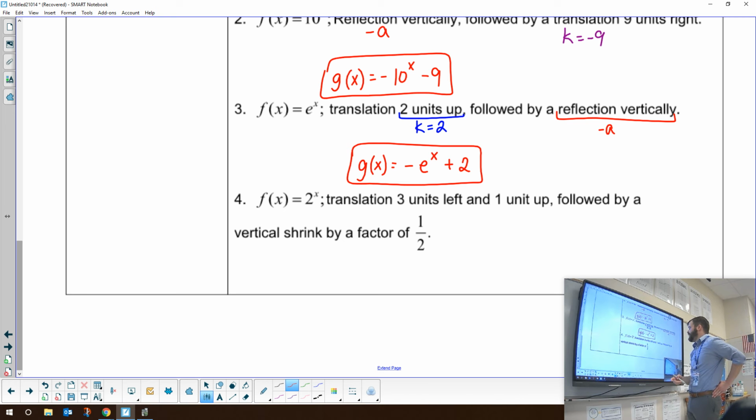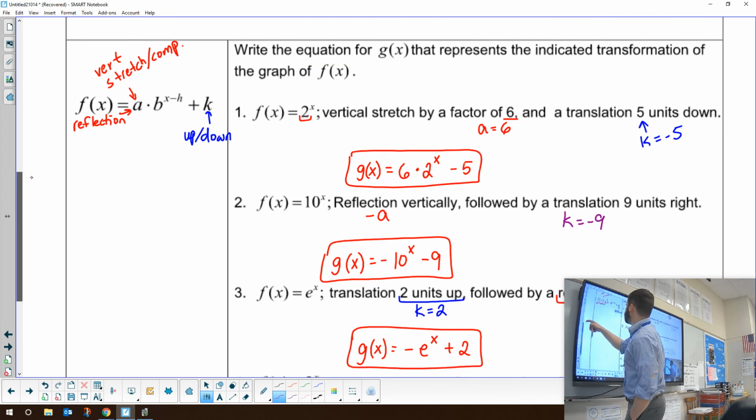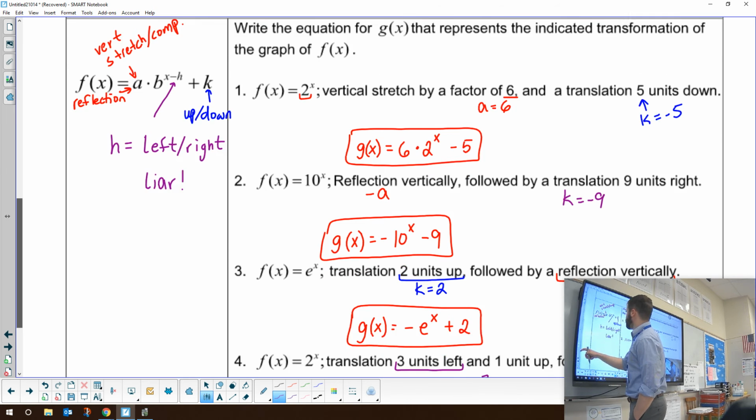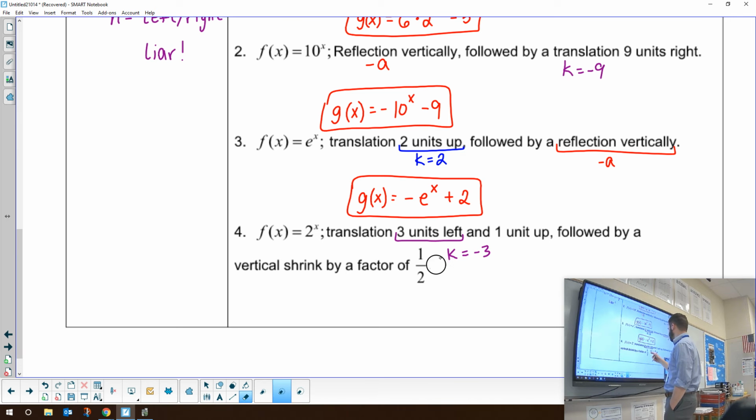So number 4, we have 2 to the x, so my base is 2. We have a translation 3 units to the left. Okay, so this is the first time that we have seen an h value. Sorry, not my k, my h. My h is our left and right. Okay, so let me fix this. I messed up. So this is my h. So my h is going to be negative 3. Now it's negative 3 because we're going to the left 3.